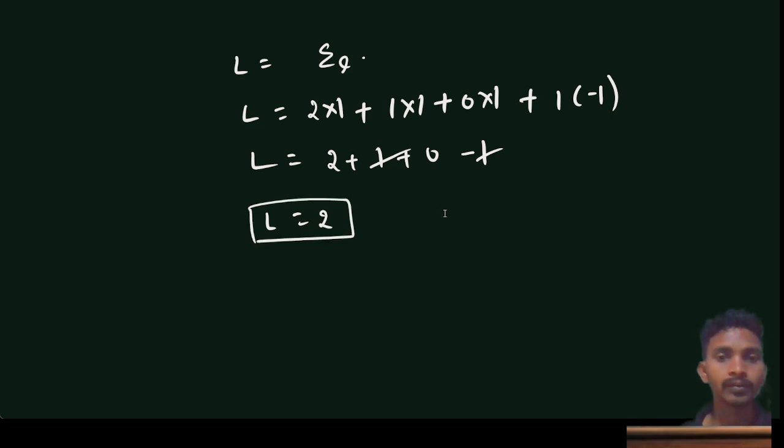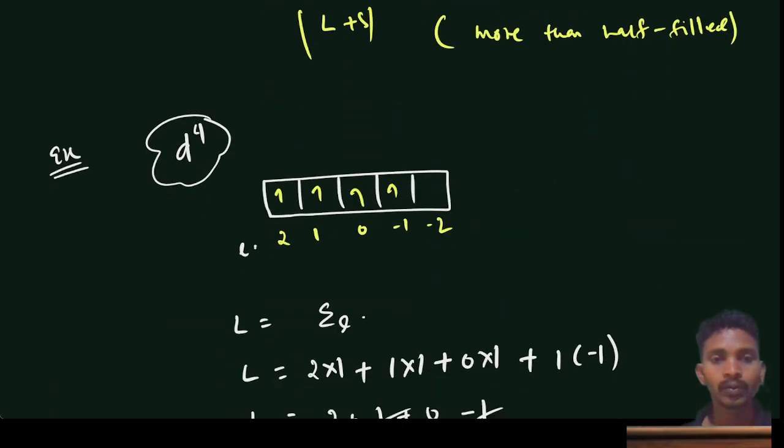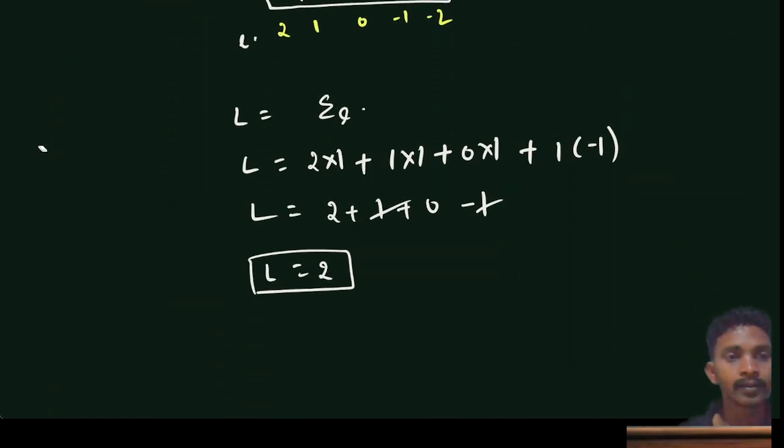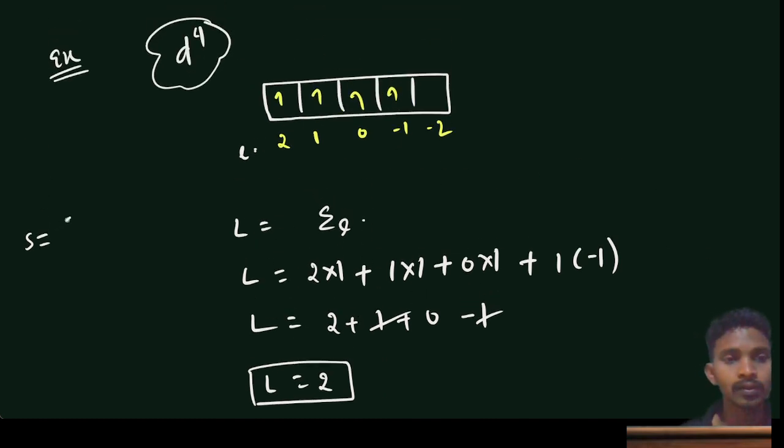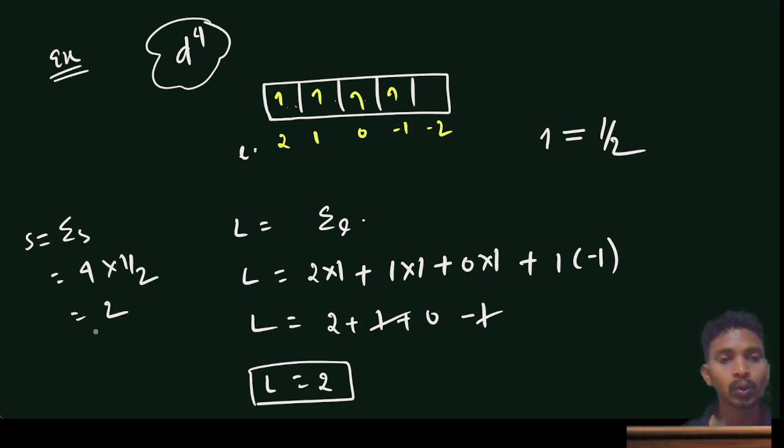So here L is 2, and for S, that is also the summation of the spin values. How many electrons? 1 2 3 4, so 4 electrons, and each has the value half. So 4 into half is going to be 2.